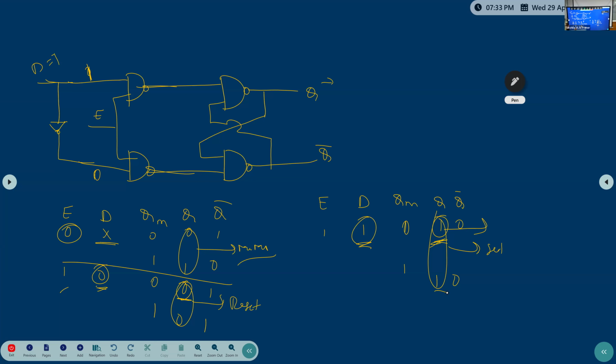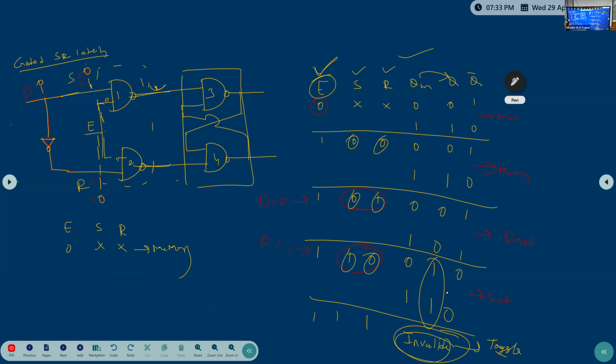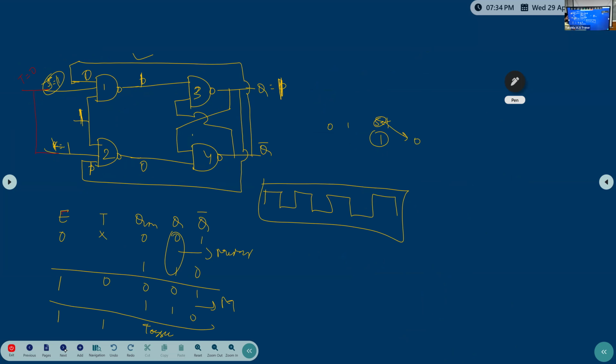So this is the D latch. Now, in all of these latches, whether the SR latch or the D latch, and the previous NOR-based SR latch also, every one of them has one invalid state. To overcome this invalid state, what did they do?